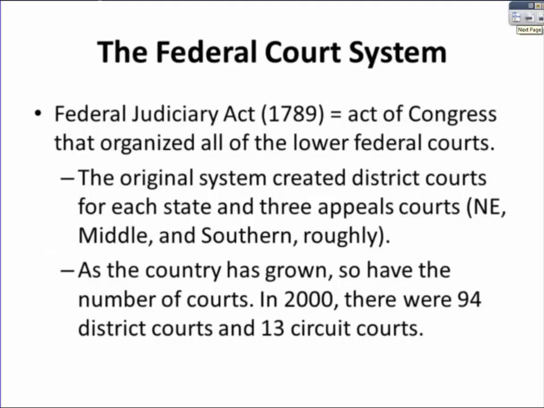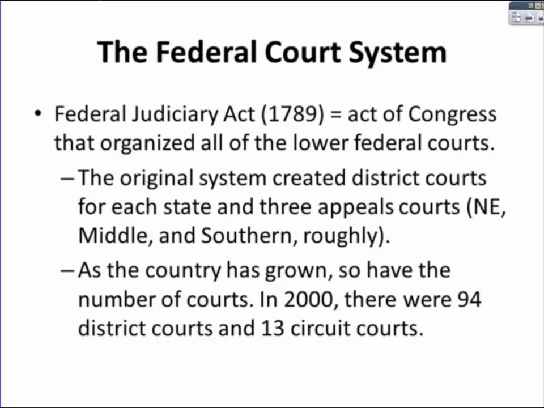The Judiciary Act of 1789 that I mentioned before organized all of the lower federal courts as well. The original system that was created had district courts for each state, and then 3 courts of appeals, one for the New England states, one for the middle states, and one for the southern states.